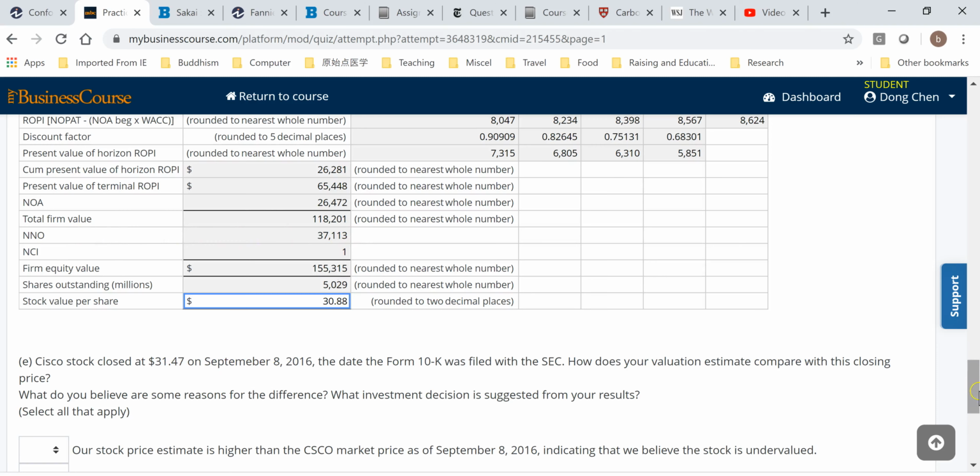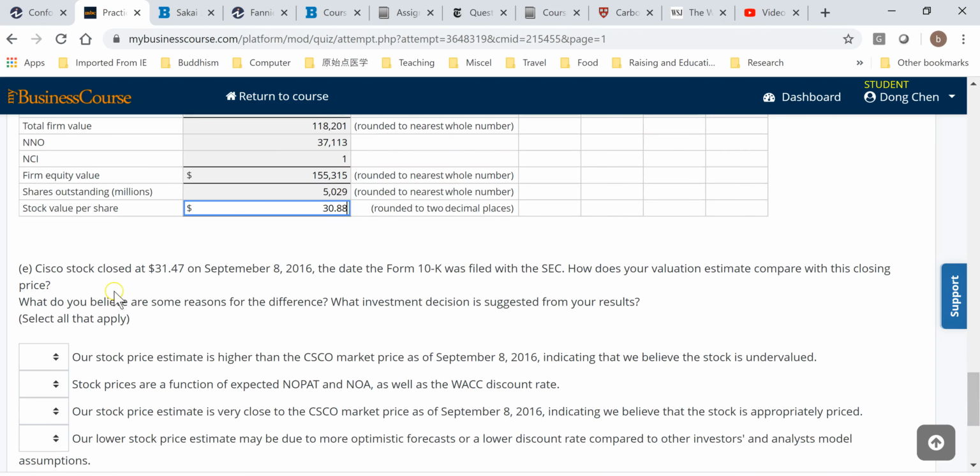So the final part E, the Cisco stock closed at $31.47 on September 8th, 2016. So our estimated value is slightly lower than the actual price, right? So how does your valuation estimate compare with this closing price? What do you believe are some reasons for the difference? What investment decision is suggested from your results?